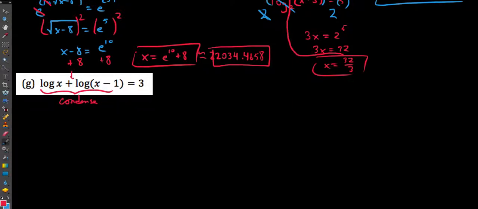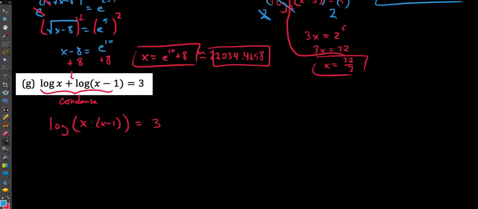It is a sum of 2 logs with base 10, so we can write a single common log base 10 there and multiply what was on the inside. So we're going to have to take x times x minus 1, and in this case, this is still equal to 3.